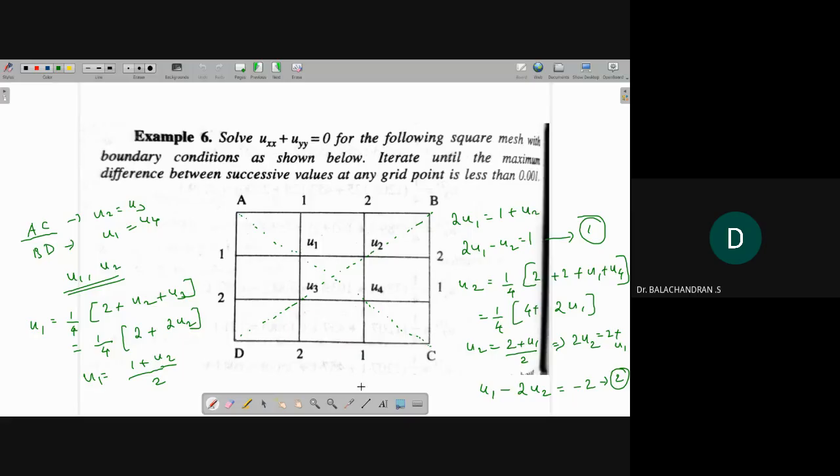Because this is the vertical line, it is also the horizontal line. The endpoints are the same here. Here also 1 2, here also 1 2. But in the previous problem it is not the same case; there the values were 0, something, 2, 0. But here the values are the same. So what is u2?